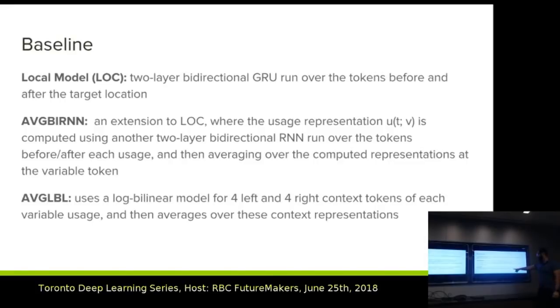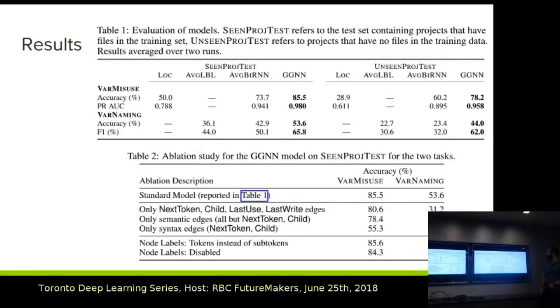In this one, they hard code the context function and the usage function. In this one, they compute it using a bidirectional RNN. And this one seems like they use a log bilinear model on 4 to the left, 4 to the right. It is essentially word2vec, that's right. But none of these baselines consider the graph nature of the source code. And these are the results they get, and obviously they're the best. So GGNN is them, and those are the baseline models. That's for variable misuse and variable naming.